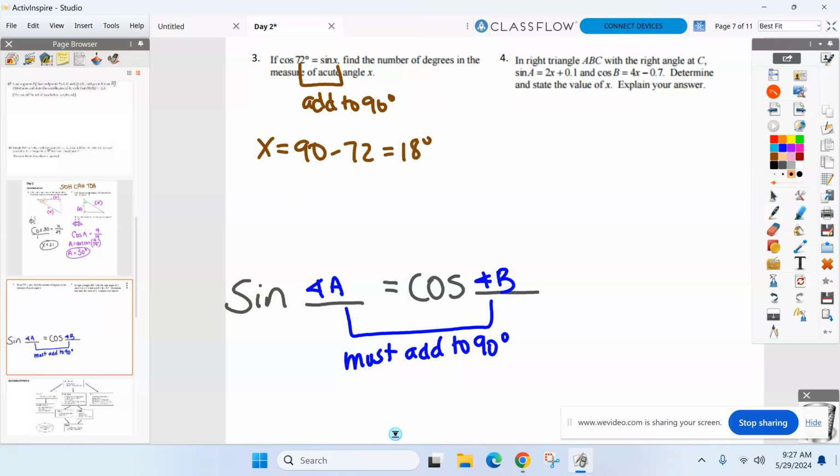Different type of problem, but using the same fact. I got right triangle ABC, so let me just get a little idea of this. Right angle at C. So put my right angle at C. A and B have to be the other 2 vertices. All right, let's slow it down and talk now. Let's see if we really get this fact. The sine of A is 2x plus 0.1, yep. The cosine of B is 4x minus 0.7. What do you know about angle A and B in my diagram?